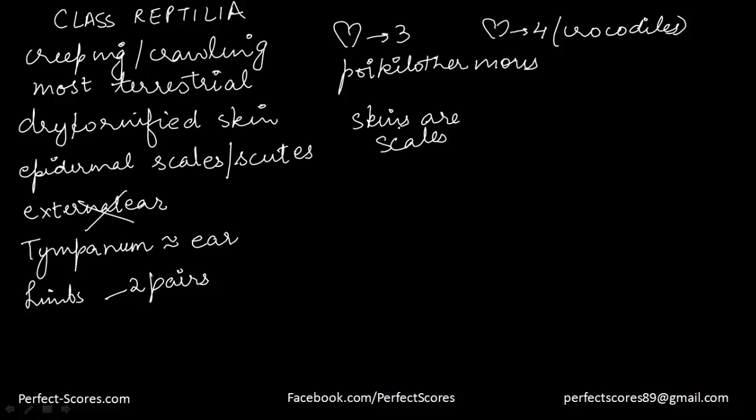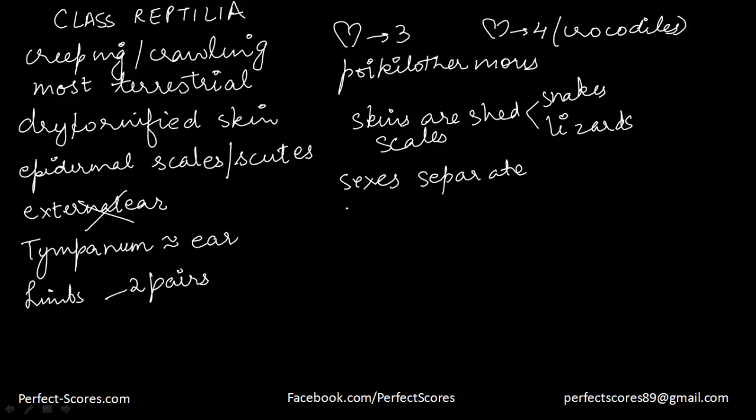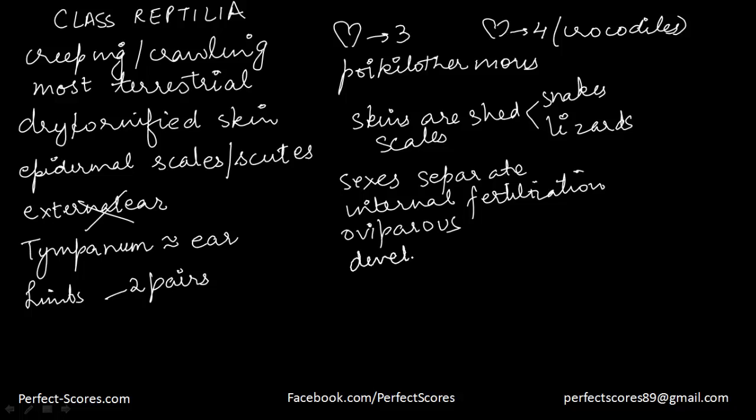That should be the way I should write. The skins and the scales are shed in case of snakes and in case of lizards as well. Now, sexes are separate. Fertilization is internal. And again, they are oviparous. That means they give eggs instead of giving birth to live offspring. Development is direct. That means the offspring is going to look exactly the same as an adult.